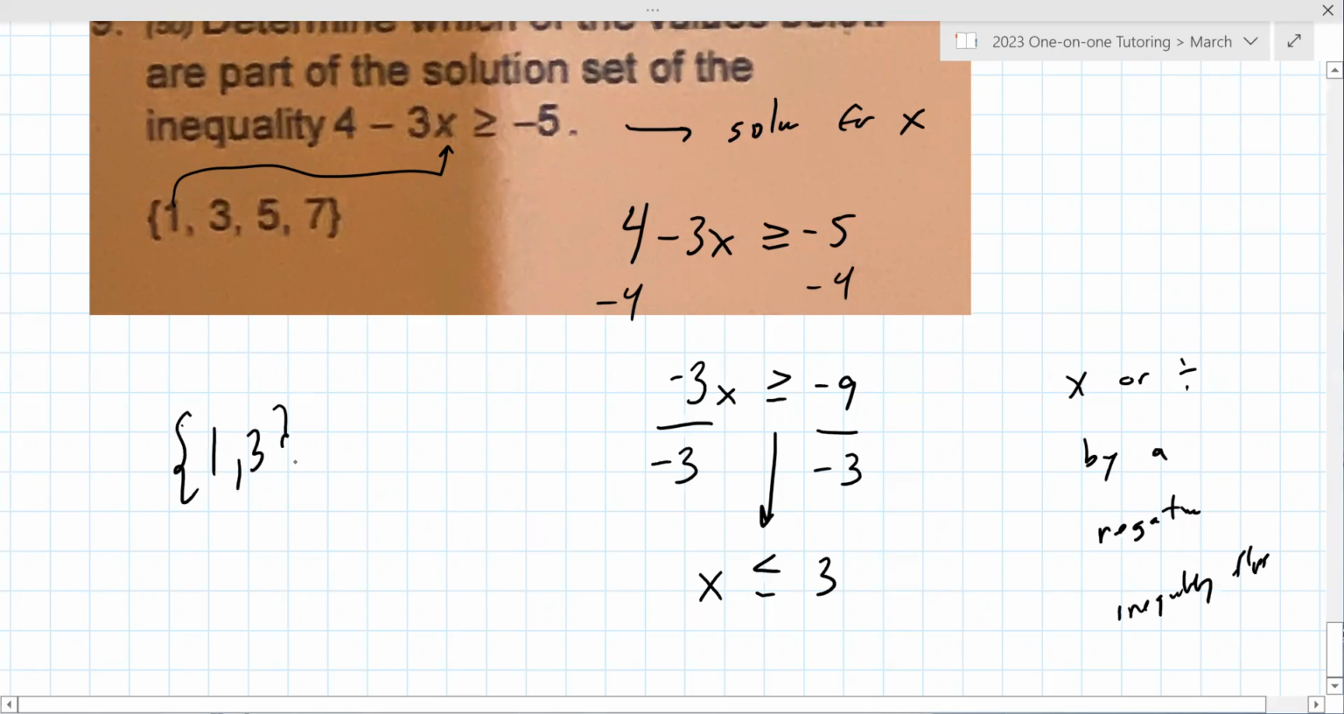Okay. All right, let me give you at least one more inequality to solve. All right, let's go. -8 minus 2x less than -6. Okay.